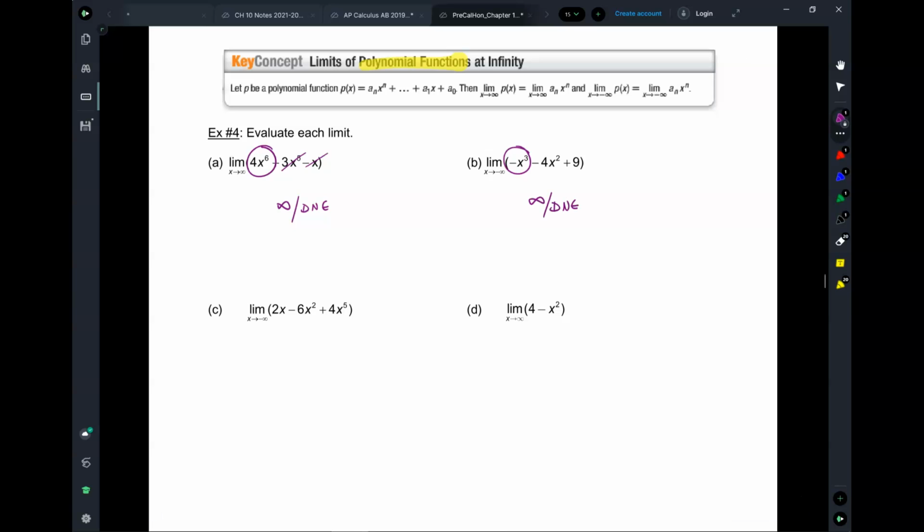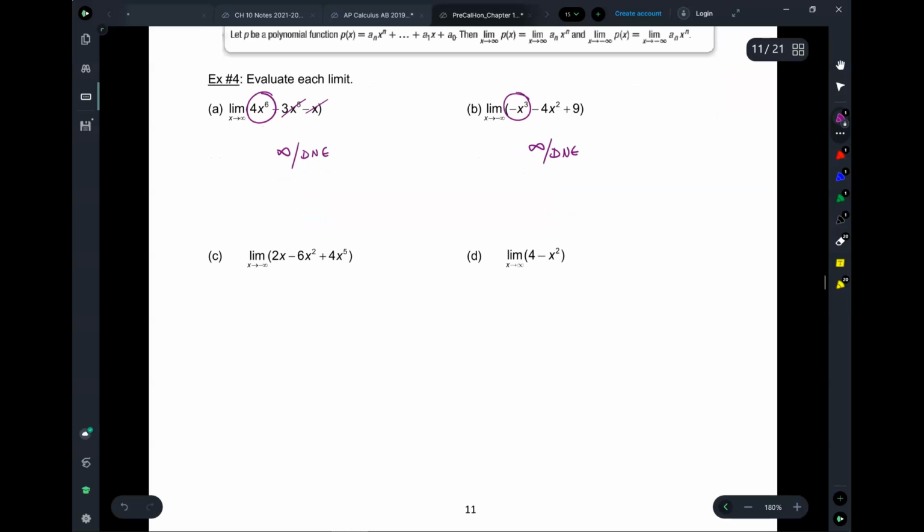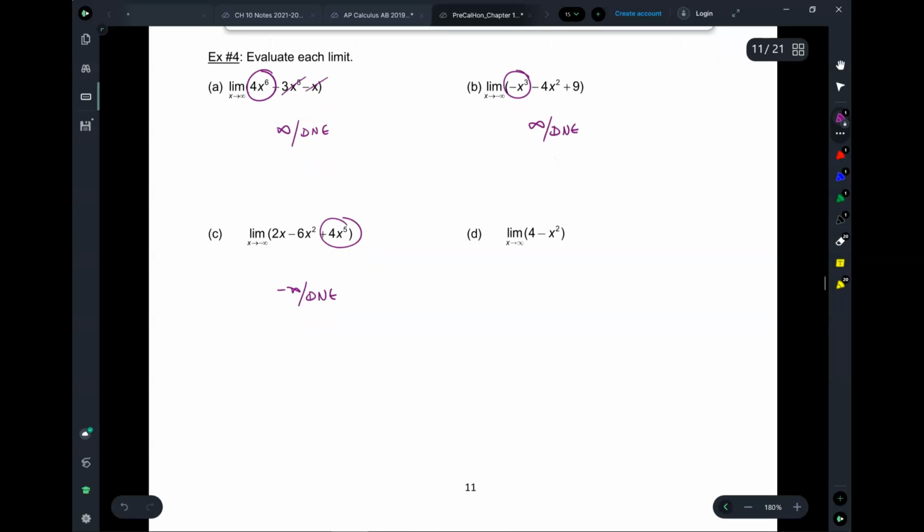Good. Okay, what about this one? Which one do we take? The last one. And it'll be negative infinity, DNE. What about the next one? Negative x squared. But it's a negative, so it would be negative infinity. Correct.